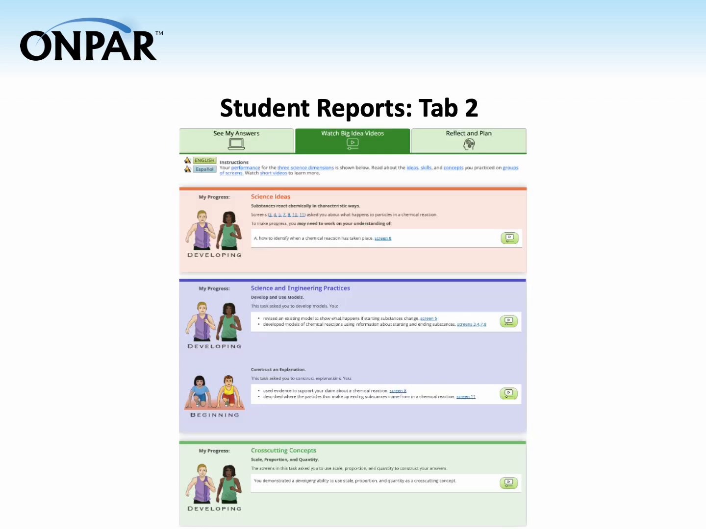The middle tab is titled Watch Big Idea Videos, but you as an educator might recognize the 3 dimensions of NGSS. On this screen, we're pulling themes from across multiple screens to give students feedback on how well they did across the science ideas, the science and engineering practices, and the cross-cutting concepts present in this task. We still use a progress-based approach, and then give students more information and more detail about how well they did.